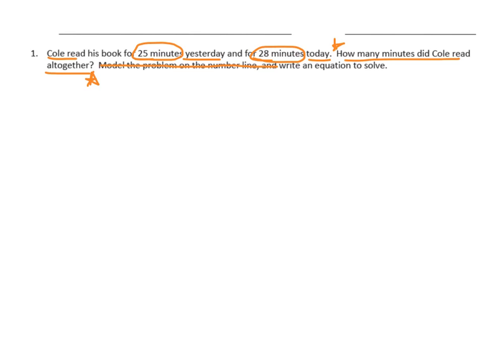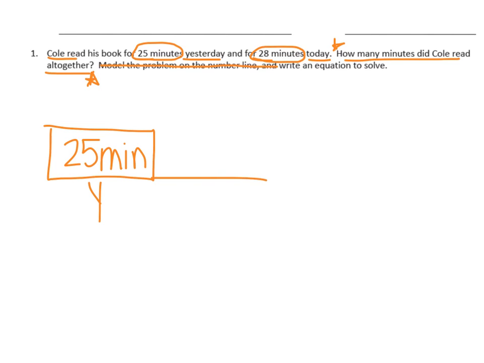So let's take a look at the first sentence. It says that he read his book for 25 minutes yesterday and then 28 minutes for today. So what I'm going to do is make a tape diagram. I'm going to write 25 minutes in one square and label it Y for yesterday. And then I put another box and made 28 minutes in the box and wrote T for today.